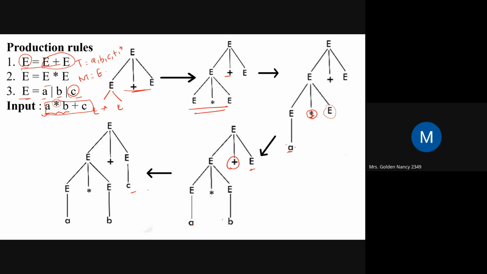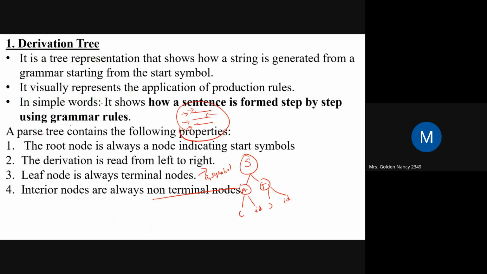So this is what your derivation tree is about. By writing, you can generate this output, right? The same way, by using this tree, you can also generate the output. Fine. So this is what your derivation tree is.